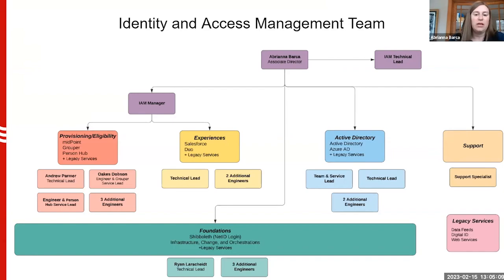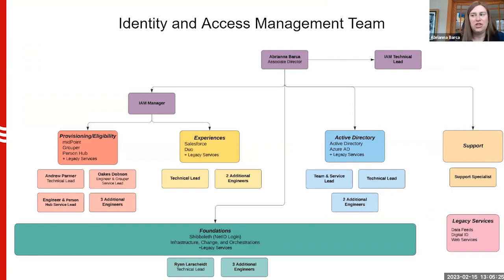So working left to right, the first bucket is our provisioning and eligibility team. This is obviously going to be where we focus the discussion today. I've called out where our presenters sit in the organization. For others, I've just noted them as engineers or technical leads or service leads as appropriate.